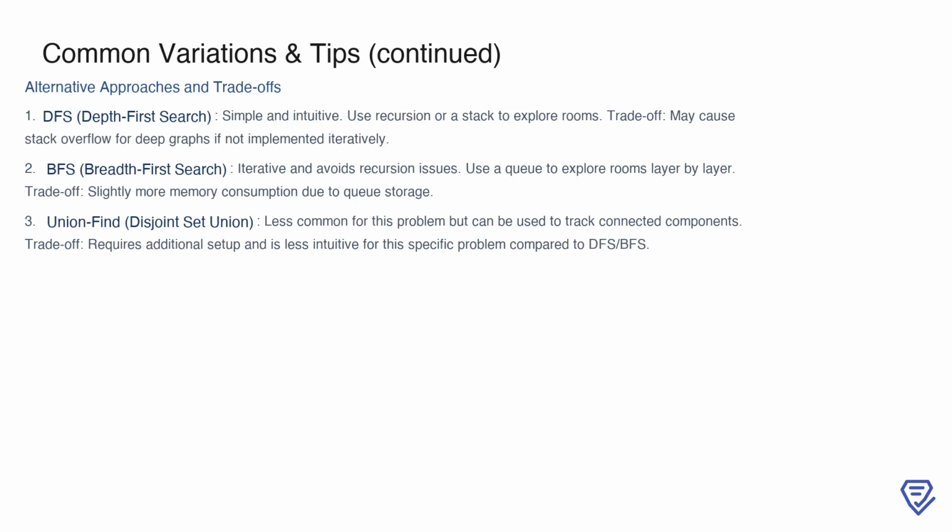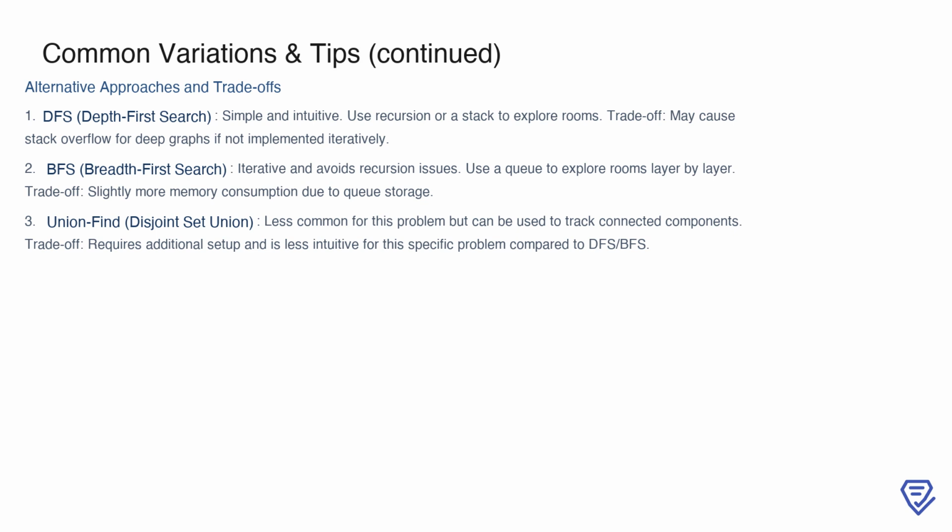Now let's talk about alternative approaches and their trade-offs. The most intuitive method is DFS, which can be implemented either recursively or with a stack. It's straightforward and works well for exploring the rooms, but recursion depth can be a concern for very large or deep graphs, potentially leading to stack overflow. BFS is another effective option that avoids recursion by using a queue. It explores rooms layer by layer, which can make it easier to understand in some cases. However, BFS might use more memory because you need to store the queue at each level of the graph.